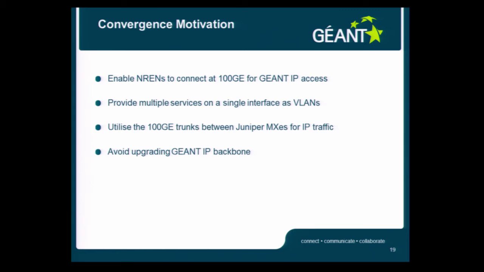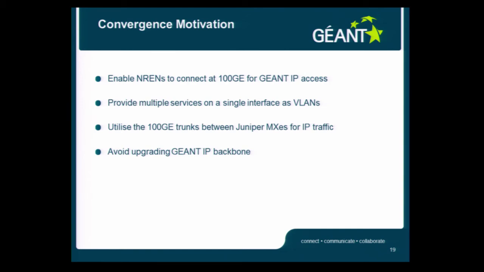So we decided to converge the 2 networks so we can provide 100 gig on the Juniper MX to the NRENs. The main reason for that, as I said, is that we have 100 gig on the MXs, which is a lot of capacity. We need to use it rather than upgrading the Juniper T series. We converge so we can use this.